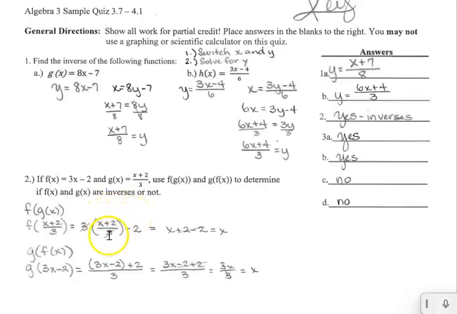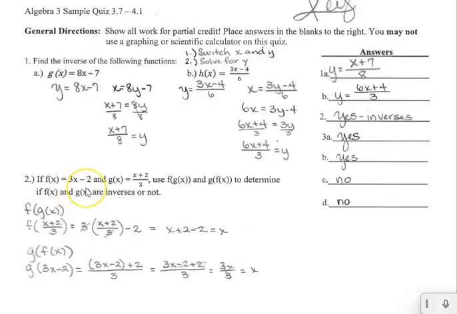You can see that the 3 in the denominator and the 3 are going to simplify, so that would just leave me with x plus 2 minus 2. And the positive 2 and the negative 2 eliminate, and that leaves me with just x, which is what I was hoping to get. All right, then let's do g of f of x.